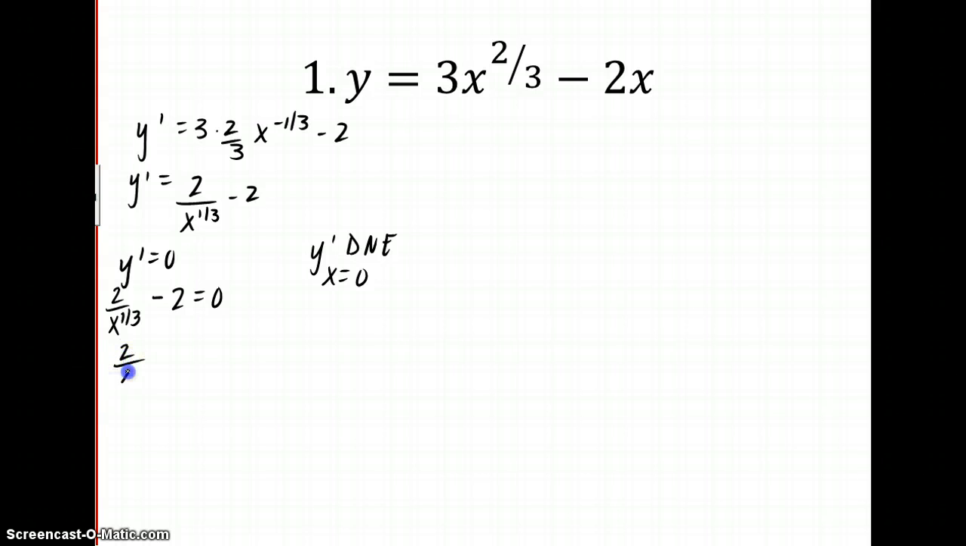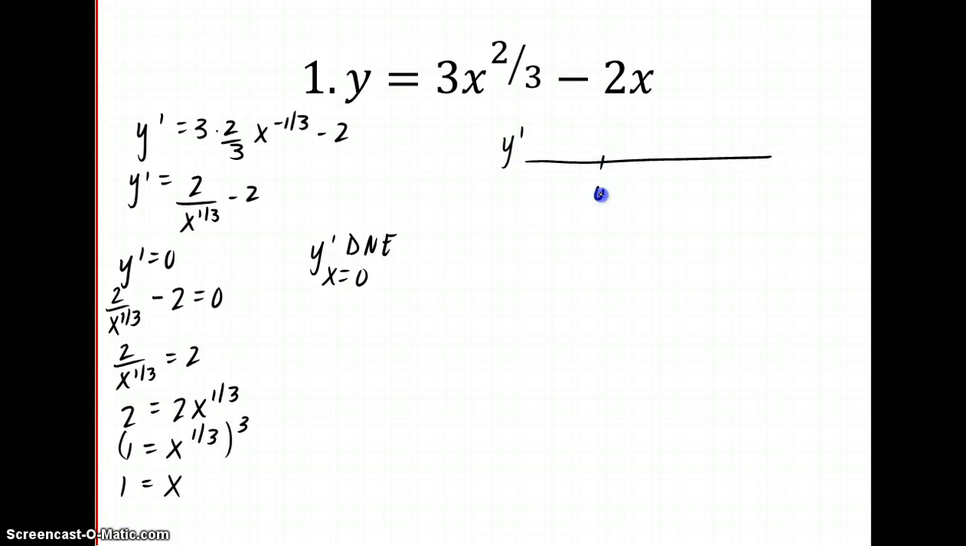Set the function equal to 0. Alright, dividing both sides by 2. And then how do you solve this? Cube both sides. So 1 equals x. So on our number line, critical numbers of 0 and 1.